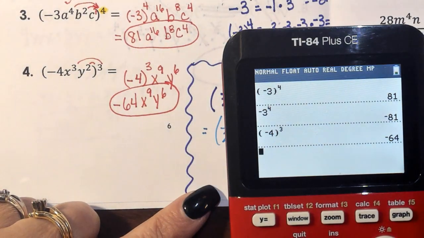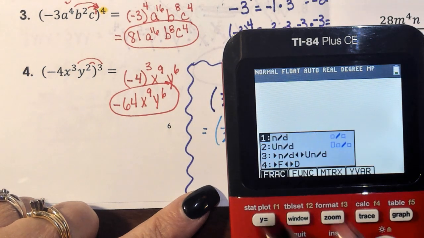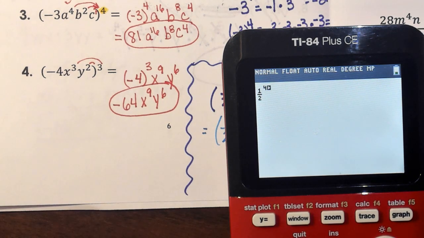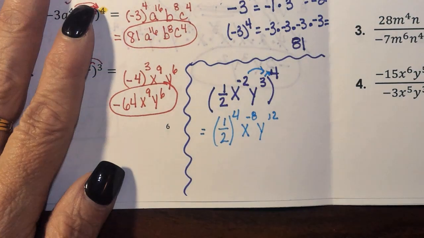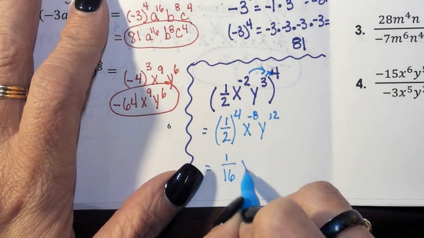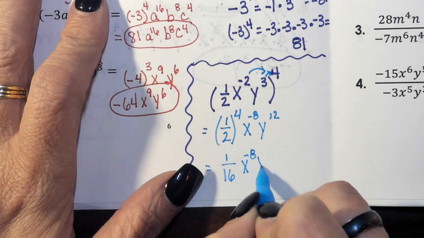You know what's beautiful? This is beautiful. 1 over 2 raised to the 4th power. Now, you know what? I'm going to do it right. Y'all going to get me. I forgot to put my parentheses. 1 over 16. So this equals 1 over 16, x to the negative 8, y to the 12.